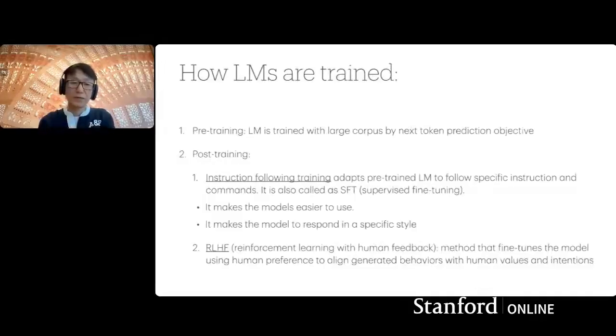That's how the models are trained, so that they're easier to use and also respond in specific styles. And once this is done, an additional training method is aligning to human preference by using reinforcement learning with human feedback, which uses human preference to align the model by using reward schemes.